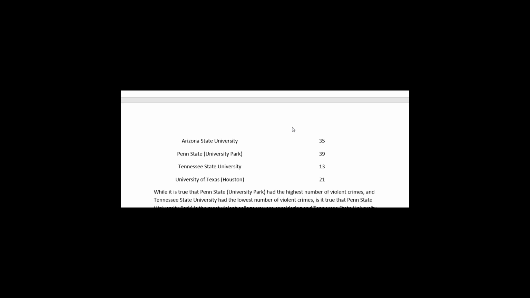So that's the data you get. This is the data you're getting from the FBI database. That's where I got it. And so I'll bring it up. The college, Michigan State University, number of violent crimes, 27. Let me actually bring that down so you can see it. Arizona State University had 35 crimes. Penn State, 39. Tennessee State, 13. University of Texas, Houston, 21.